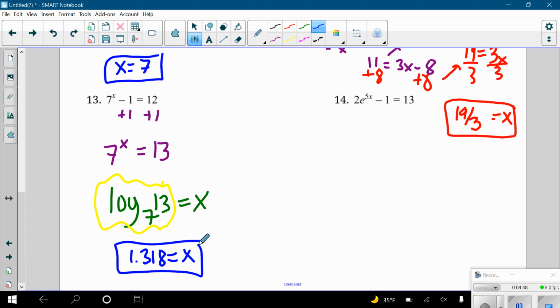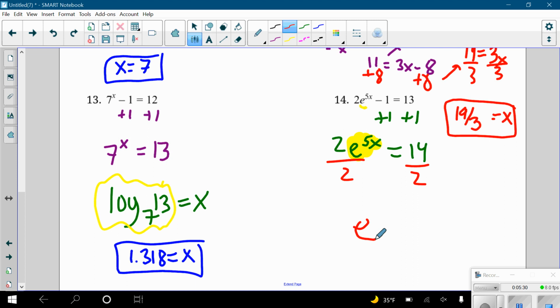Okay. Number 14 is a little trickier, but very similar. There's only one exponential part, so I don't have exponentials or x's on both sides. So instead, I'm going to do what I did in 13. I'm going to have to use logs. My first goal is to get this exponential part by itself. Add 1. Careful here, the exponential part still isn't by itself. This is the exponential part. I still got that annoying 2 hanging out front. I got to get rid of it. How do I get rid of that 2? Divide both sides by 2. Now the exponential part's by itself.